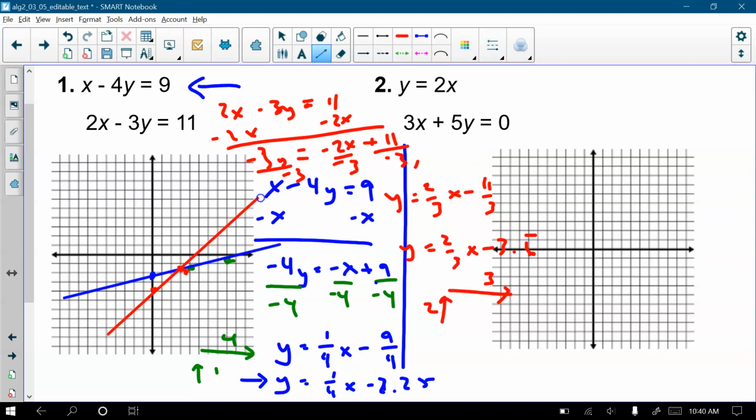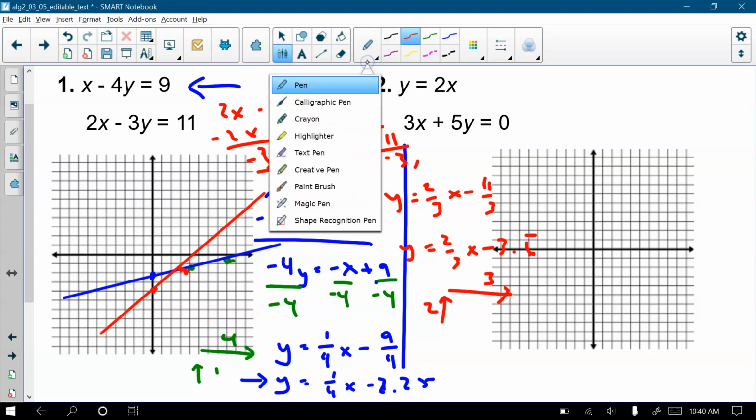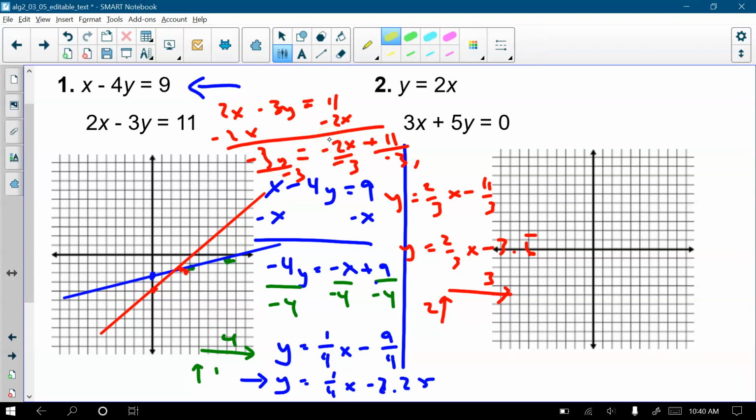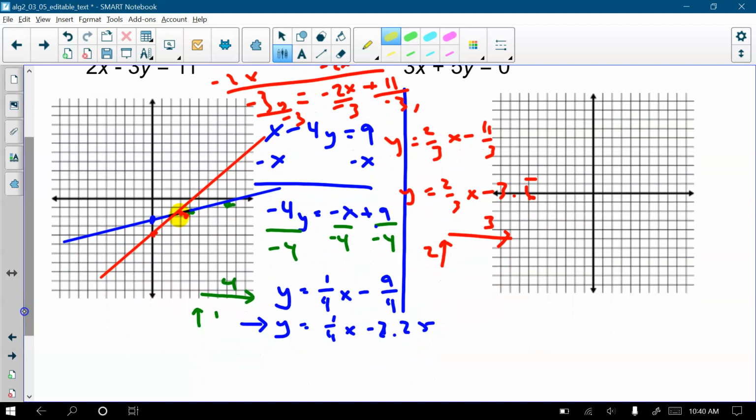Alright, so it looks like I'm going to be about right here. What I can see is that those two lines intersected, which is exactly what I want. And where they intersect is going to be my solution to the problem. So this point right here, wherever that is, is the solution to the problem, we can approximate it for now.